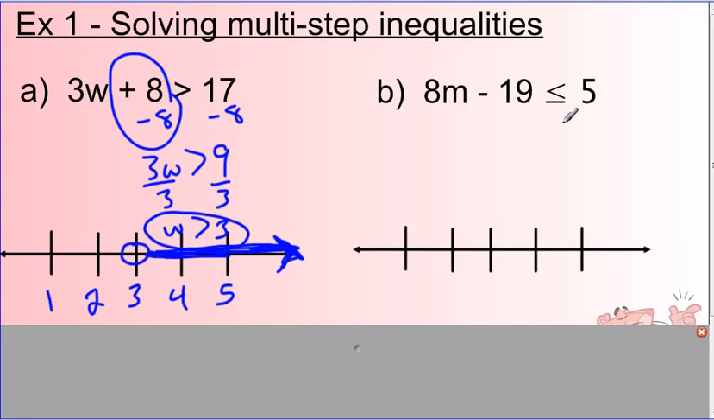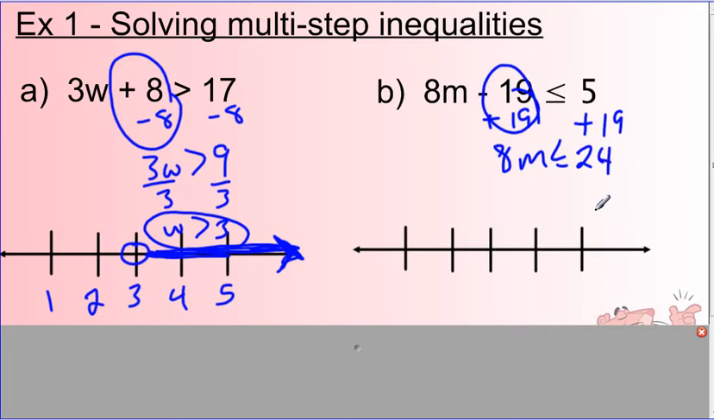Letter B. Well, to get rid of this negative 19 or this minus 19, we need to add 19 to both sides. These cancel out. We get 8m is less than or equal to 24. And then the opposite of times by 8 is divide by 8. These cancel. M is less than or equal to 3 again. All right. So 3, 4, 5, 2, 1. Solid dot this time. Solid dot at 3. And we would shade to the left.